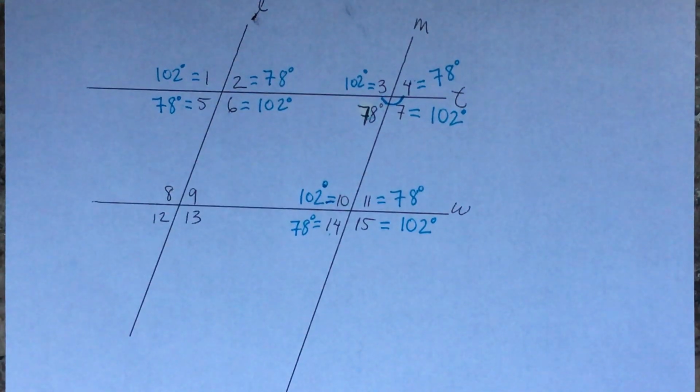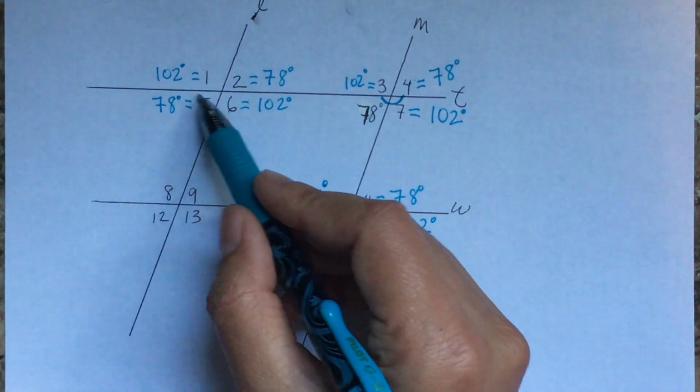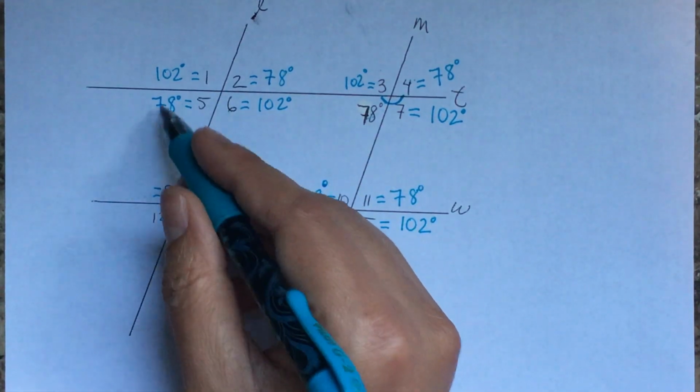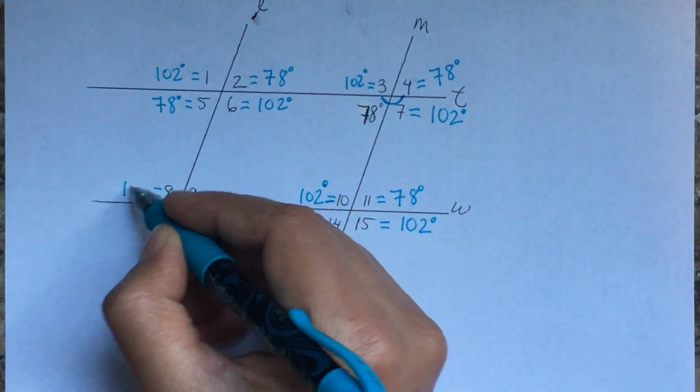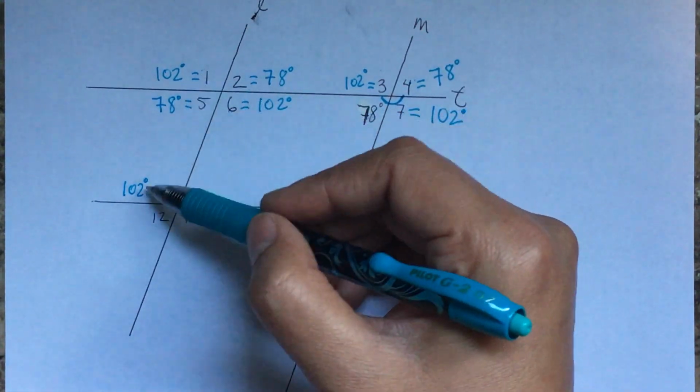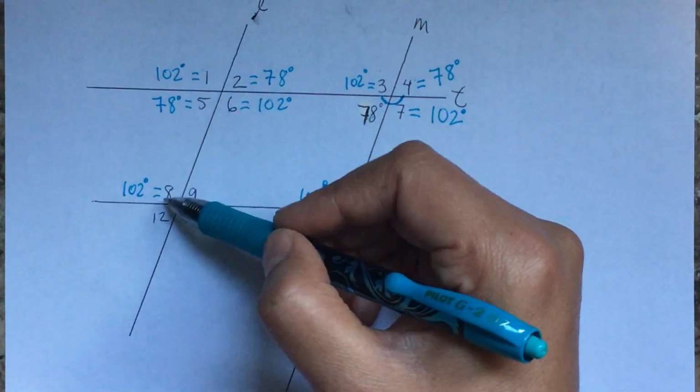Okay, what else can I do? Again, let's do same side. That means that they are supplementary. So if this is 78, this is 102. Or you can just think of this as corresponding angles. Notice how they are congruent.